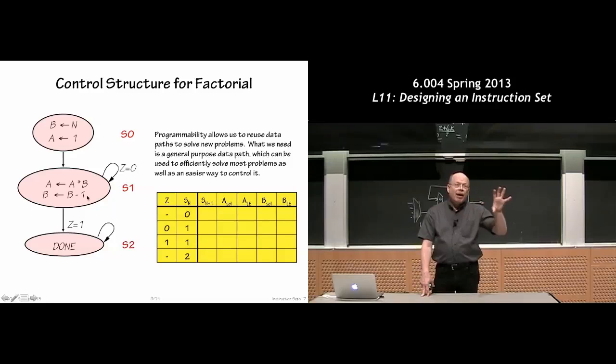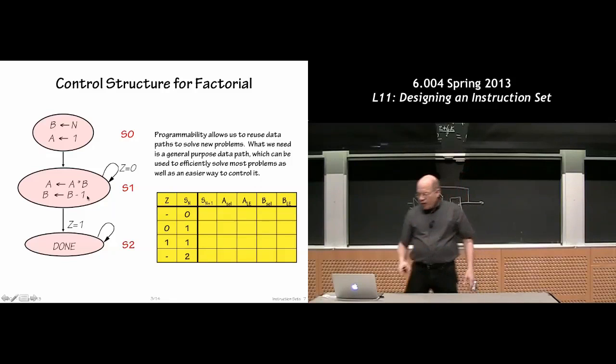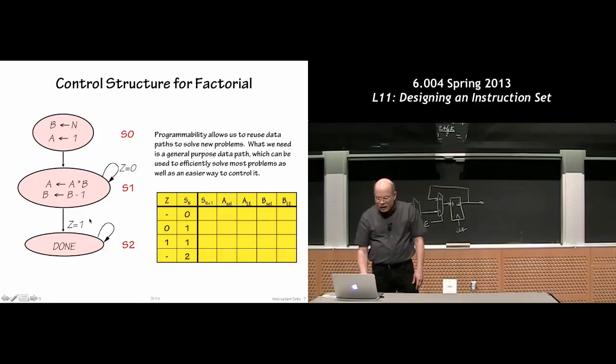And when z is 0, b minus 1 is still some positive integer. So what we'll be doing is staying in state 1, causing the data path to loop and loop and loop, cycle after cycle, sending it the same control signals until finally we detect that b minus 1 is equal to 0, and then we're going to be done. And the answer we want then will be in the A register.